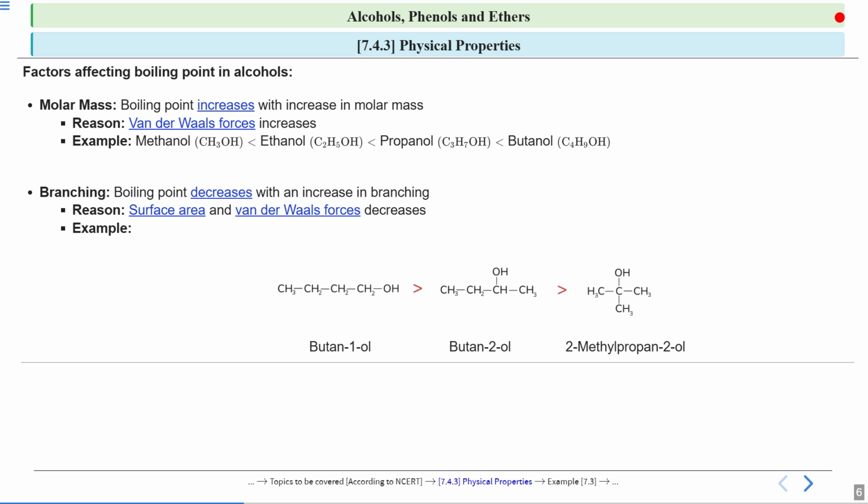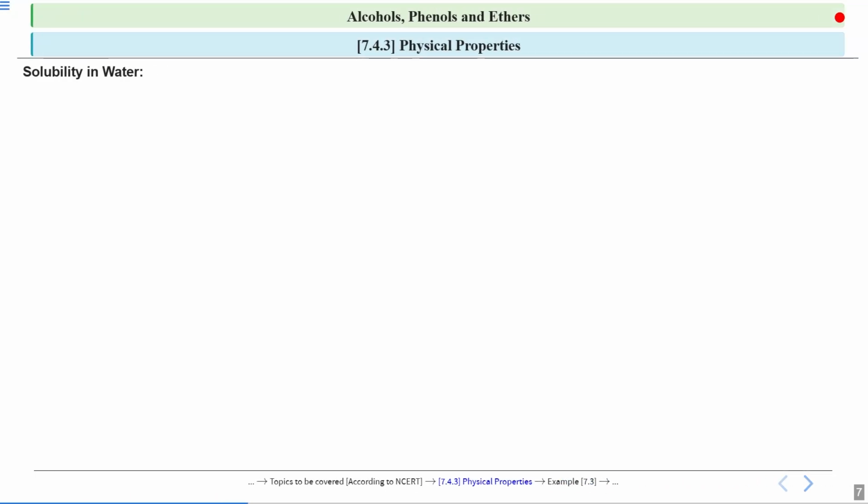So there are the 2 factors, that is the molar mass and the branching. Your boiling point increases if the molar mass increases, and your boiling point decreases with the increase in branching. Because when branching increases, the surface area and van der Waals force decrease. Okay? Now let us see the solubility in water. Are alcohols and phenols more soluble in water or less soluble in water?